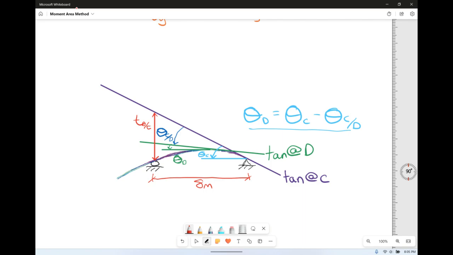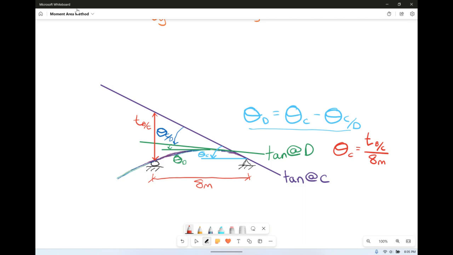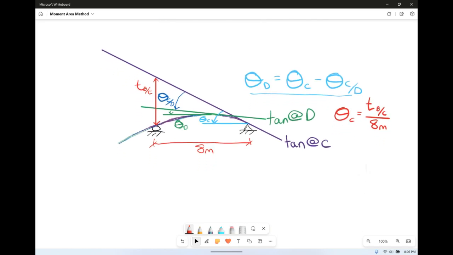So let's go ahead and write this out. We said angle of C is equal to the tangent, but remember all slope and deflection is small angle theory. Small angle theory says you can honestly just drop the tangent part of it, and it's just going to be equal to the opposite, which is the vertical deviation of B with respect to C, over the adjacent, which is 8 meters. So we have two things we have to calculate. We have to calculate the slope of C with respect to D, and we have to find the vertical deviation of B with respect to C.